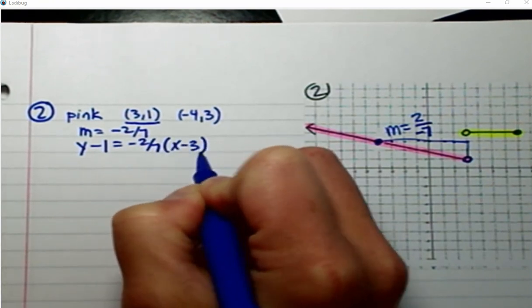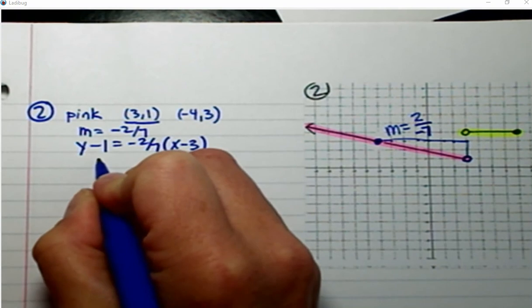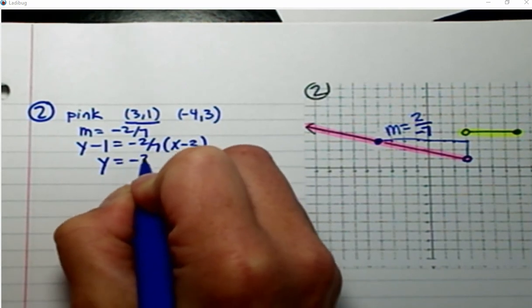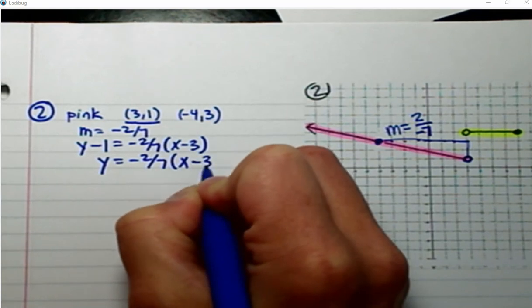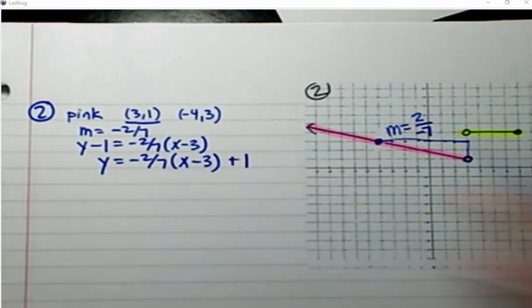Y minus, X minus, okay, and do my Y equals. I'm not going to distribute this because it's not going to distribute nicely. Just writing the equation, there's nothing wrong with leaving the equation in the point slope format. It's very informative. Leave it there.